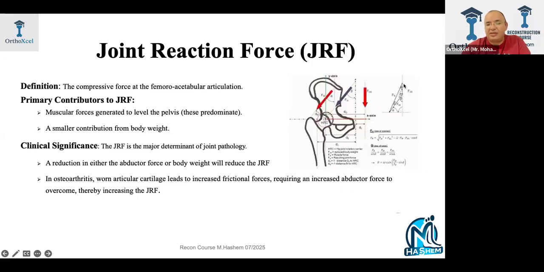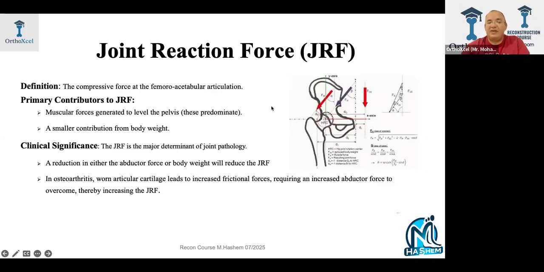You can put it in this triangle, where for every arrow, the length gives you the magnitude of the force, and the direction of the arrow shows you the direction of the force. Body weight is represented by this small arrow, and the force of the abductors is represented by this arrow. The resultant joint reaction force is this arrow, with its length giving the magnitude and its direction showing the direction of the joint reaction force.